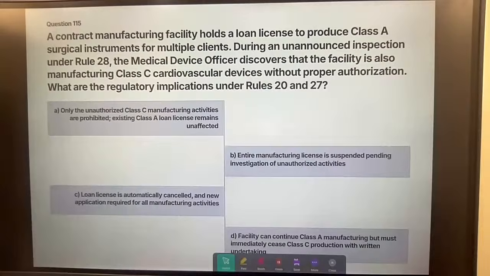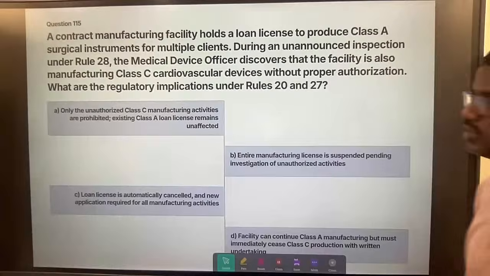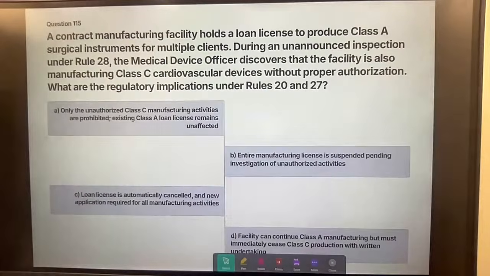Options: A, only the unauthorized class C manufacturing activities are prohibited; the existing class A loan license remains unaffected. B, the entire manufacturing license is suspended pending investigation of unauthorized activities. C, the loan license is automatically cancelled and a new application is required for all manufacturing activities. D, the facility can continue class A manufacturing, but must immediately cease the class C production with a written undertaking. Which one is correct?